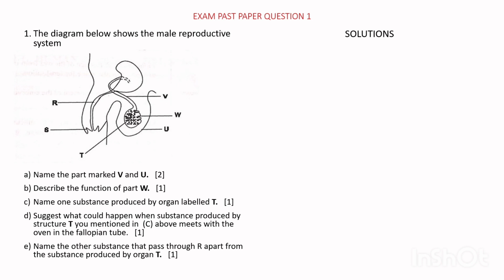Okay, exam past paper questions. Question 1. The diagram below shows the male reproductive system. You can pause the video, try to answer these questions, and then compare your answers. Question A. Name the parts marked V and U. Part V is the sperm duct, part U is the scrotum.